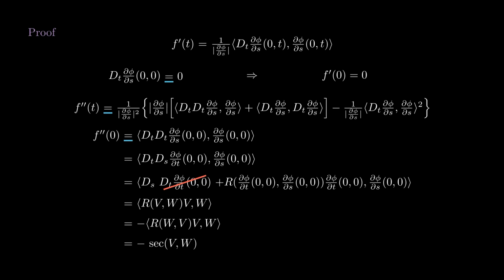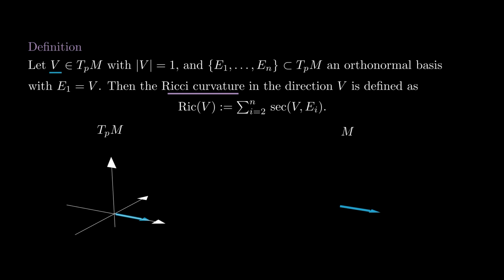We will come back to sectional curvature later, but first we will introduce another notion of curvature, the Ricci curvature. Pick a unit vector v and take an orthonormal basis that starts with v, that is, e1, e2, e3, and so on, with e1 equal to v. Then the Ricci curvature in the direction of v is defined as the sum of the sectional curvatures of the pairs (v, e2), (v, e3), and so on.